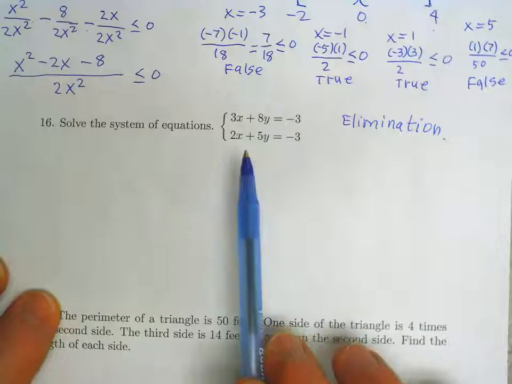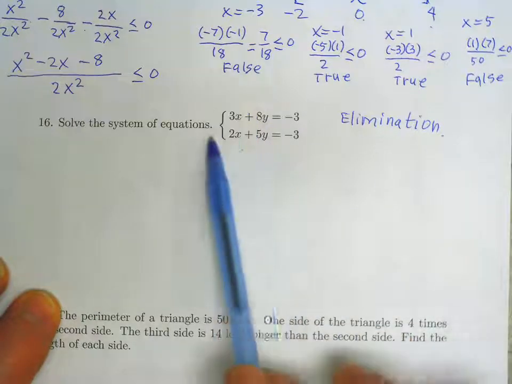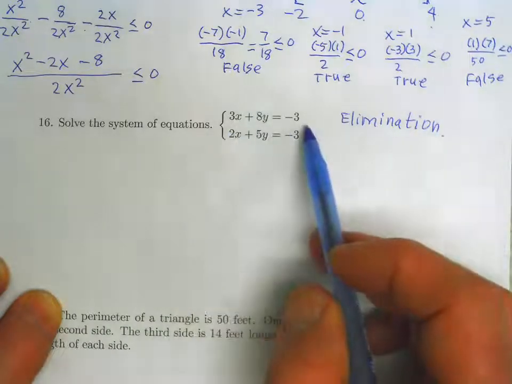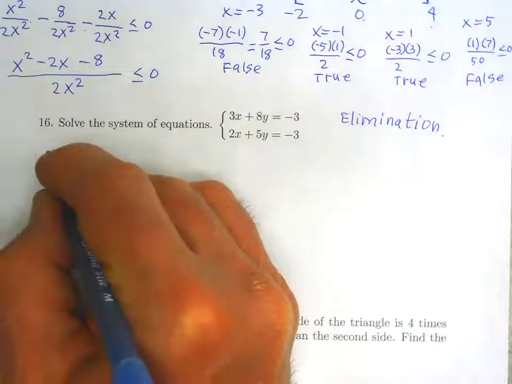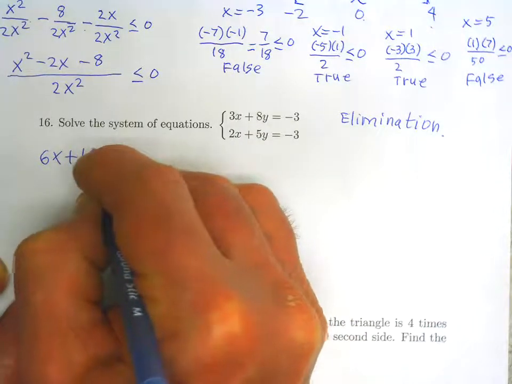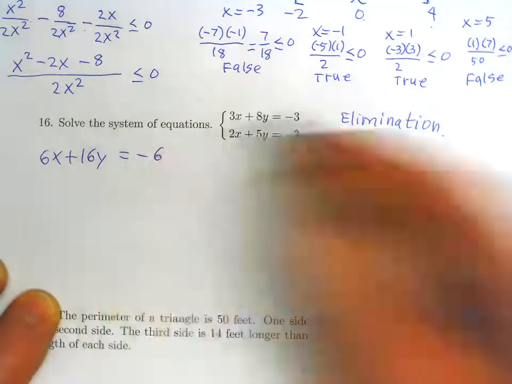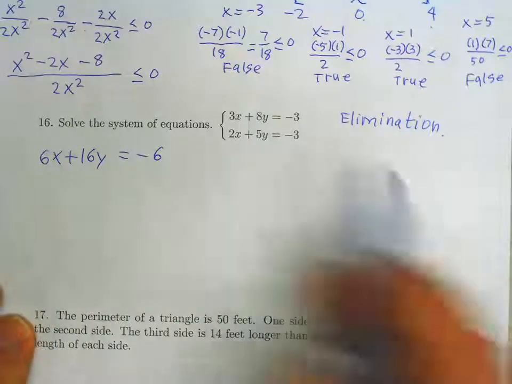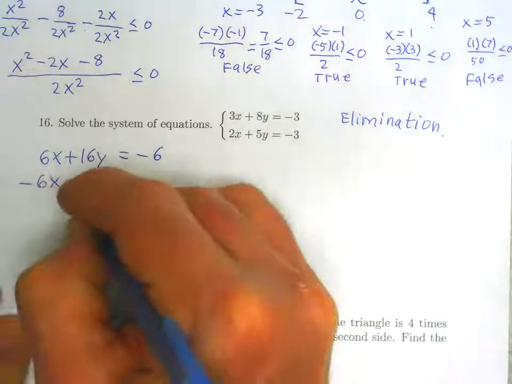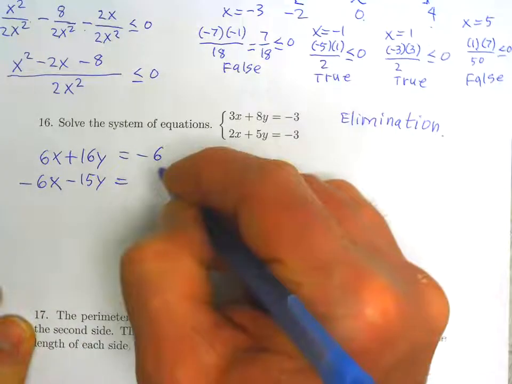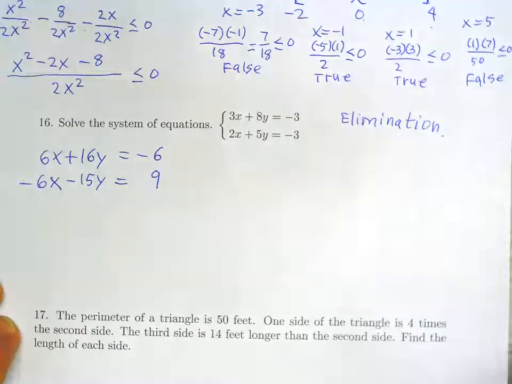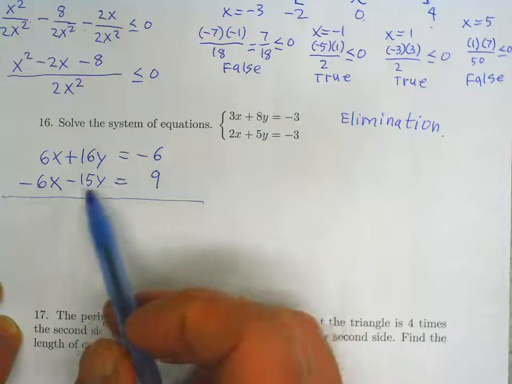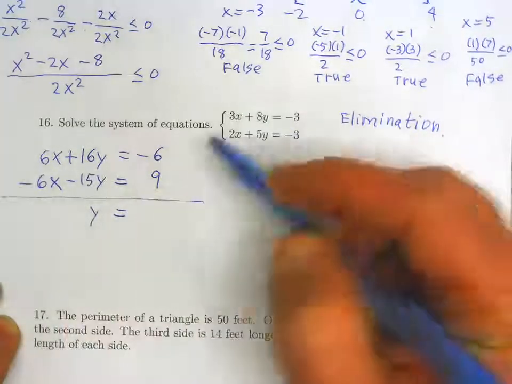So what I would do is I would focus on eliminating the variable x. And if I multiply every term on both sides of the top equation by 2, I'll get 6x plus 16y equals negative 6. And then multiply every term on both sides of the bottom equation by negative 3. I get negative 6x minus 15y equals positive 9. And then when we add these two equations together, the variable x will be eliminated. 16y plus negative 15y is y, and negative 6 plus 9 is 3.